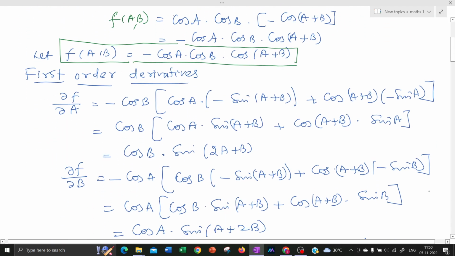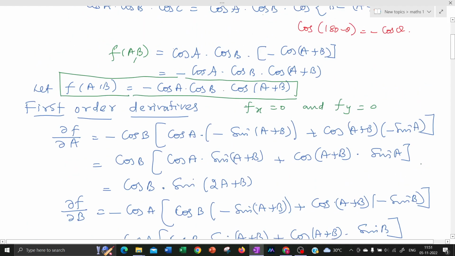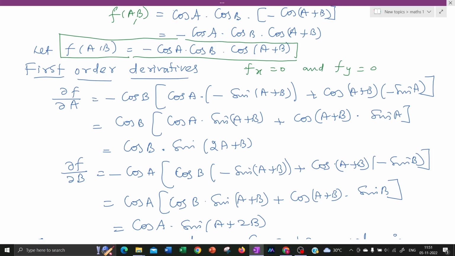To find the extreme value, first we need to find the first order derivative. What is the necessary condition for the maxima and minima? Fx equal to 0 and Fy equal to 0. So here Fx equal to 0 and Fy equal to 0 means first we have to find the first order derivative, dou f by dou a. So what is dou f by dou a here? That is the given function differentiated with respect to a. So f of a comma b, keep cos b as a constant, then keep cos a.